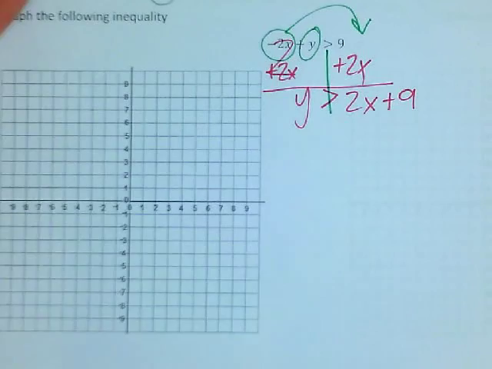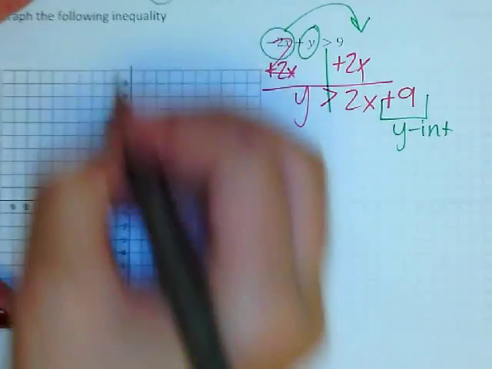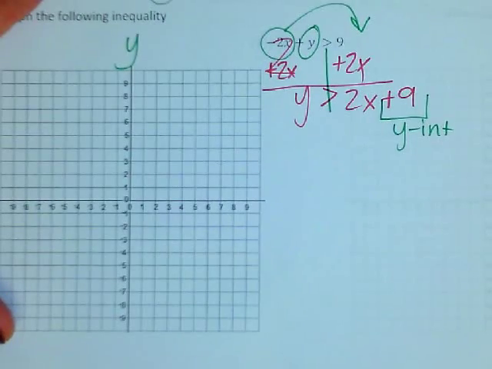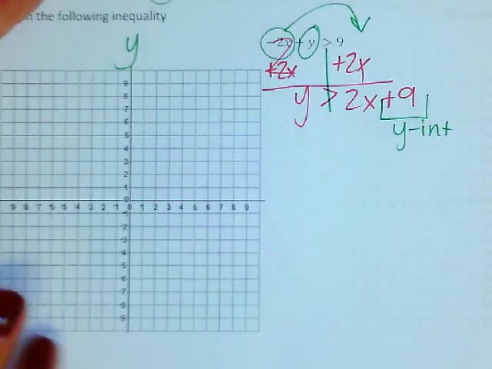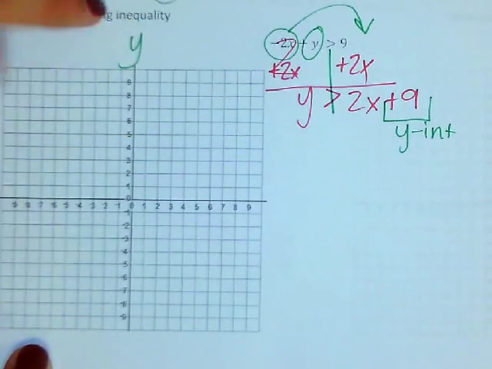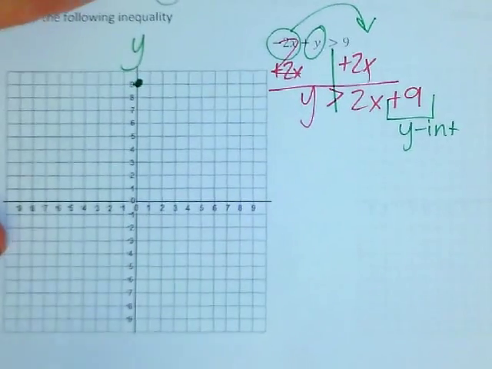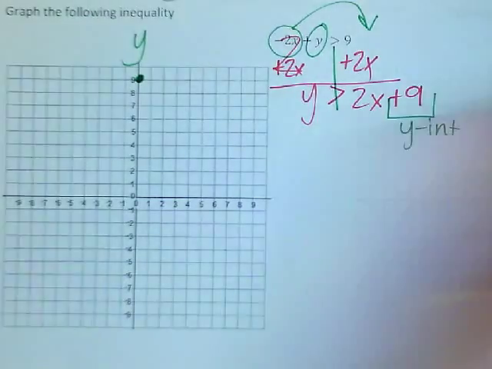Now I'm going to have to graph it. Okay? Remember that this part is my y-intercept. So I go on my graph, this is my y-axis. Okay? And that's where I'm going to graph the 9. So I'm going to find the 9 here, which is right there. There's my y-intercept. Now this is my slope.